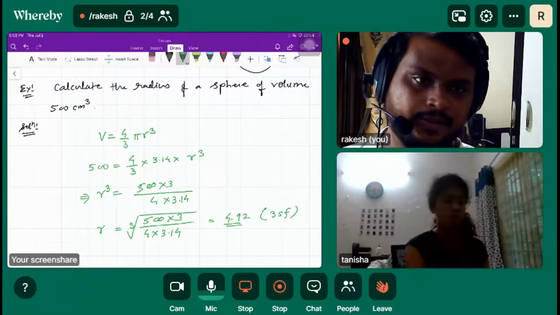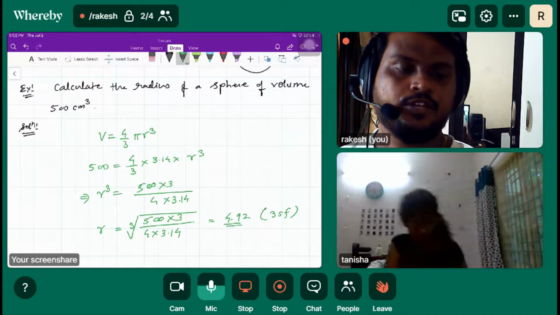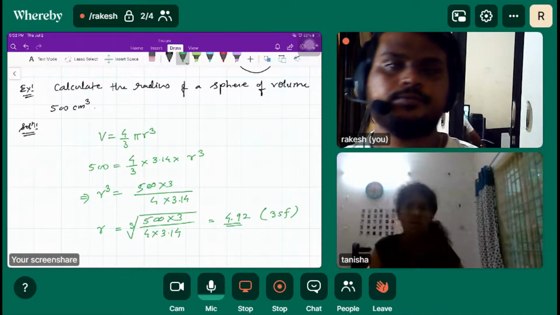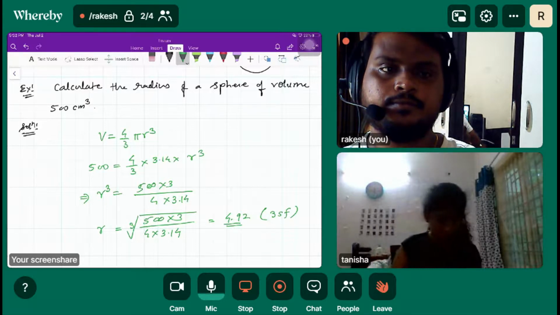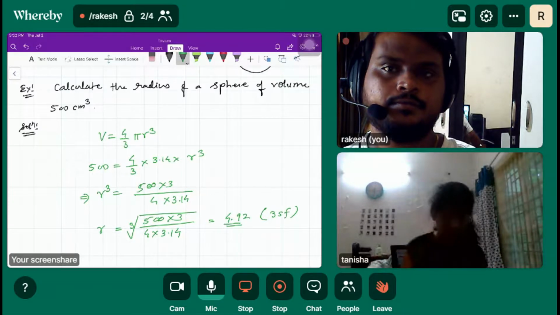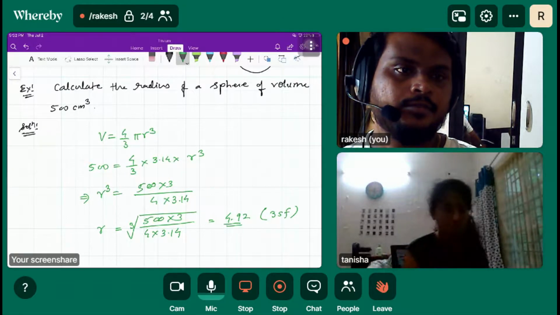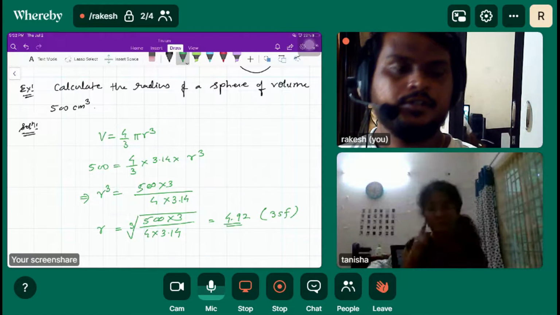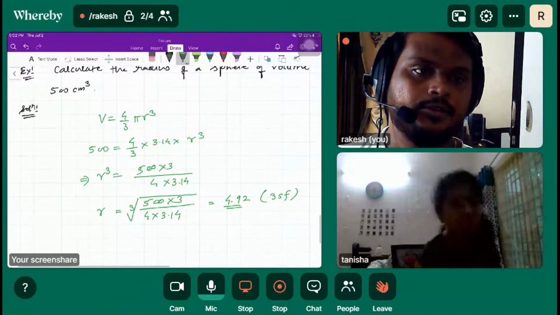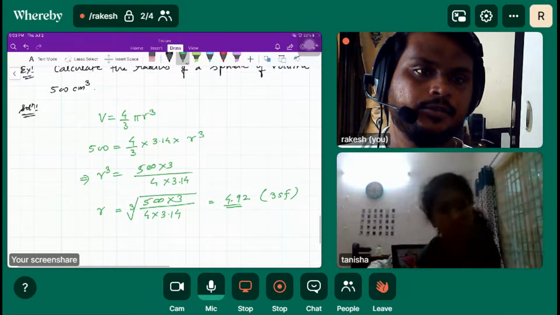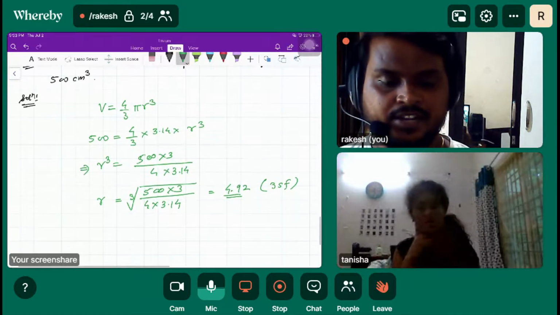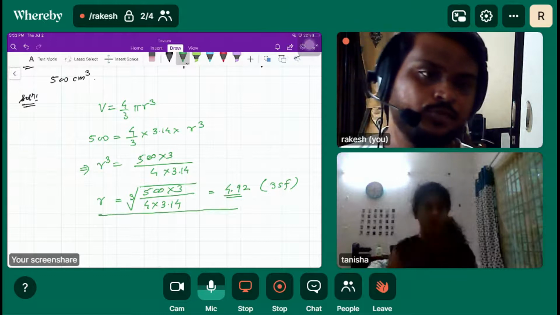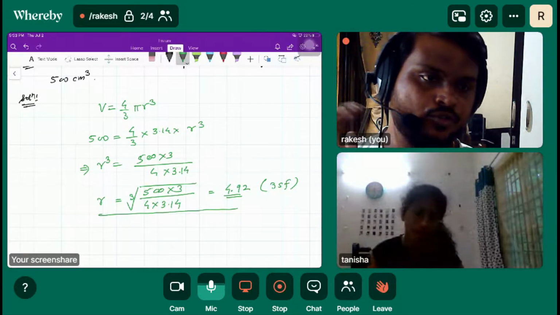Did you get the answer? 4.92. Found it? No, I got a different answer, but I did it wrong. Okay. So you can manage this later, right? You can simply put the values inside calculator. It will show you the answer.